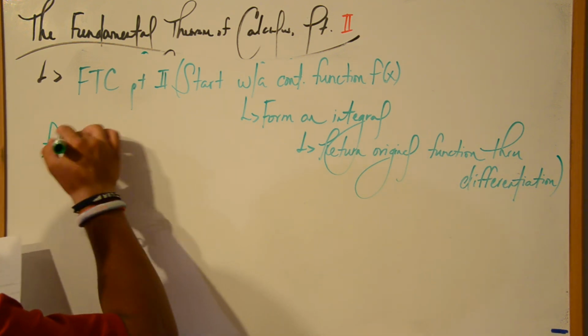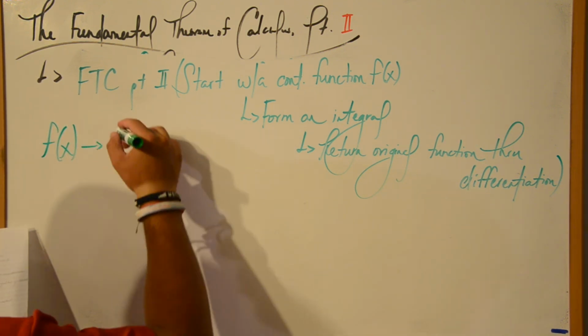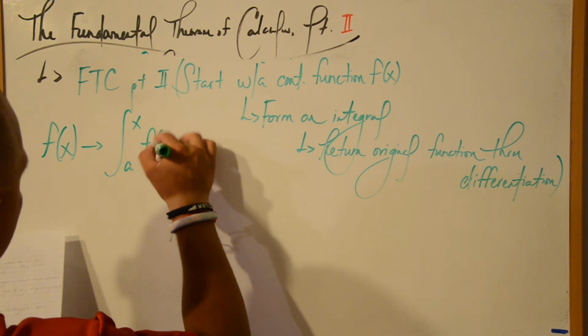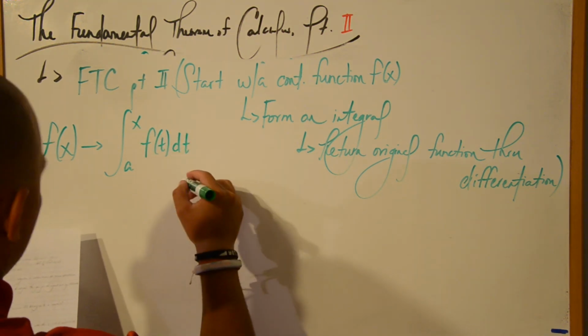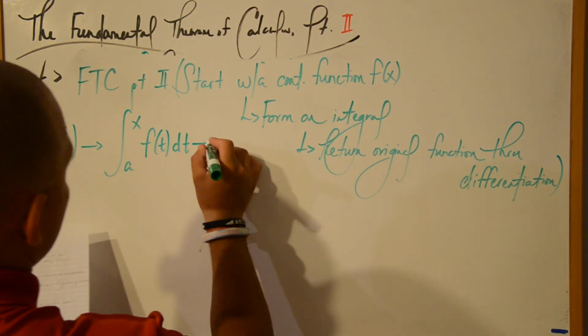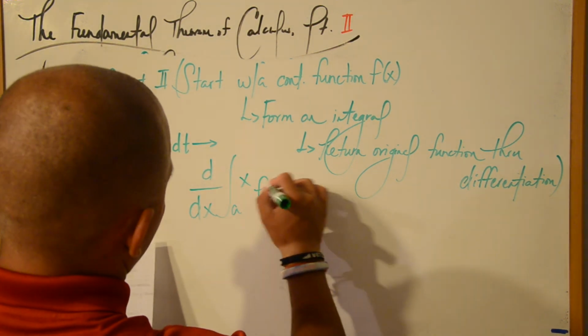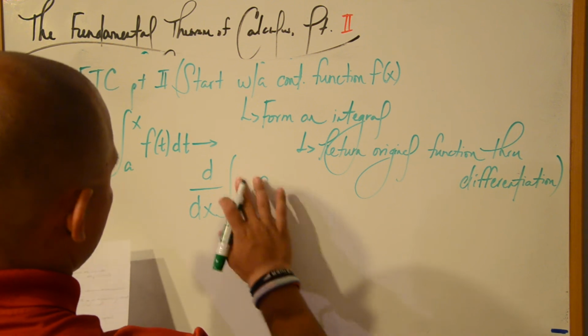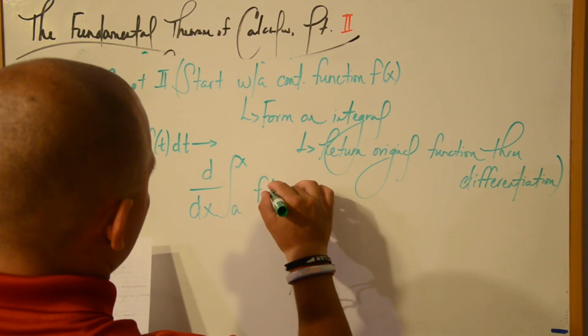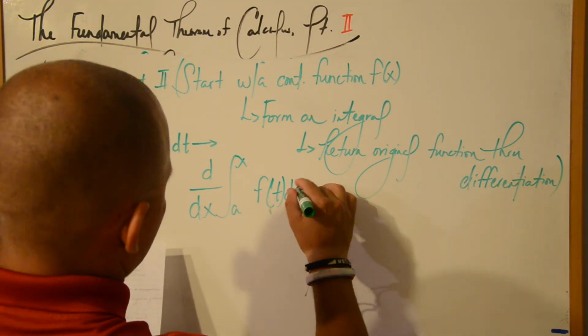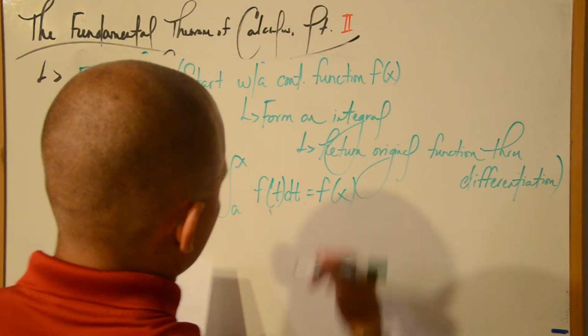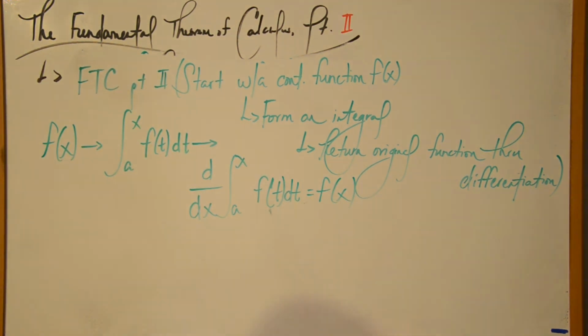So we have f of x that we integrate from a to x, that when we derive said function, we get back the original function. Okay, that's FTC part 2, our little cause and effect, domino effect.